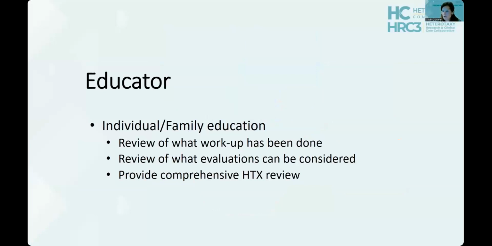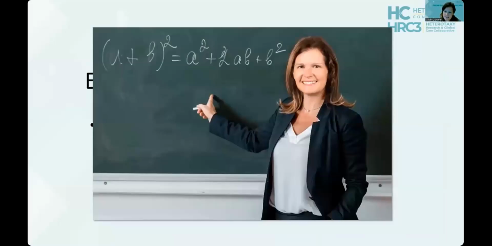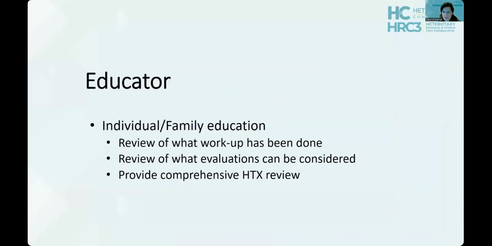Once we've reviewed all of the available data and I get the opportunity to meet with families, I get to don my educator hat. And this education occurs individually with the child and family, either virtually or in person, where we review what workup has been done thus far and what evaluations may be available to the family to consider. And then I also take the opportunity, of course, to do a comprehensive heterotaxy education session with families, helping them to understand terms that they may have heard many times before, but may not have fully grasped.